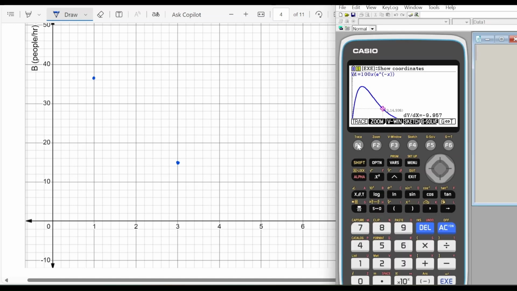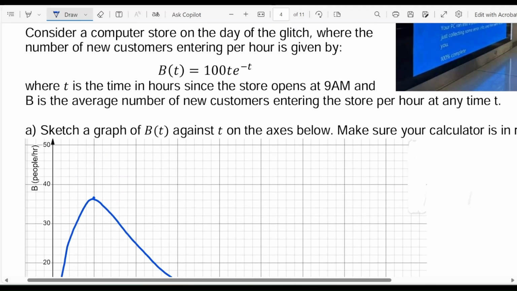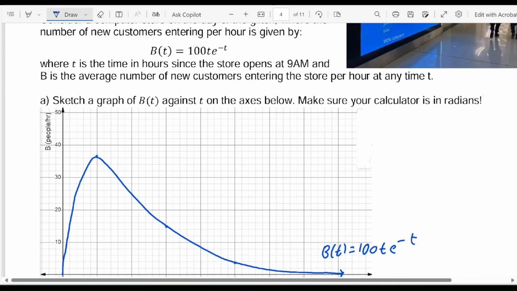And maybe I'll just trace at 5 just to get another point in there. And it looks like 3.368, so probably sitting much lower at 5. So the graph is going to look like this. And then sort of leveling off there. We can label it. B of t is 100t e to the minus t, just like that. Cool. So there it is.